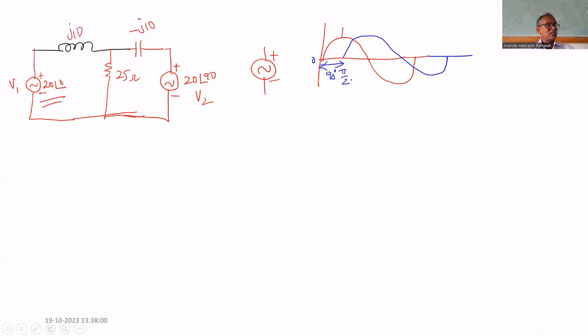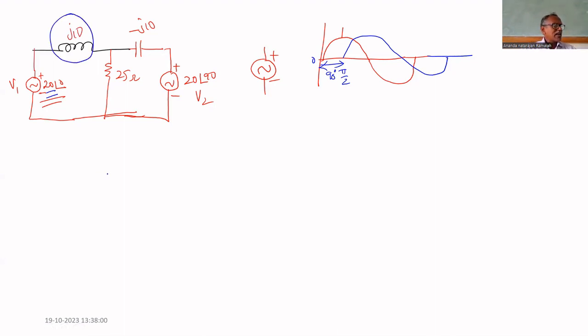Both are 20 volts. I already told you in the previous class that the given voltage is always the RMS value, unless otherwise specified. Otherwise, they will specify this is maximum voltage, this is average voltage. Unless otherwise specified, it is the RMS value. Therefore, 20 volt is the RMS value. Angle is 0. J10.